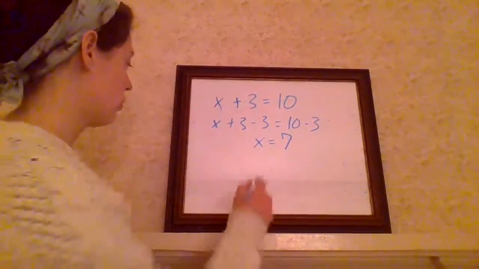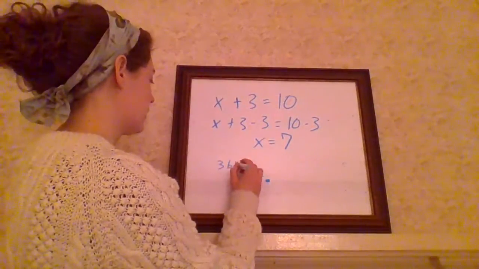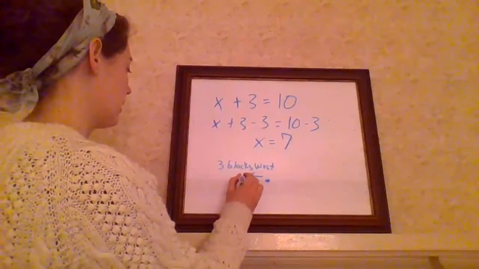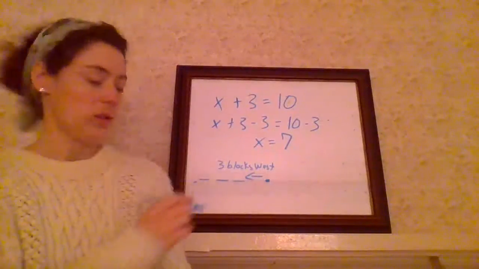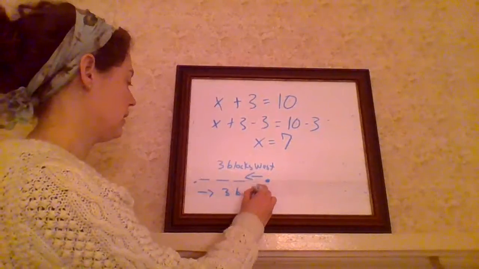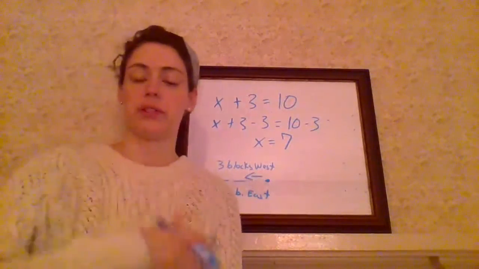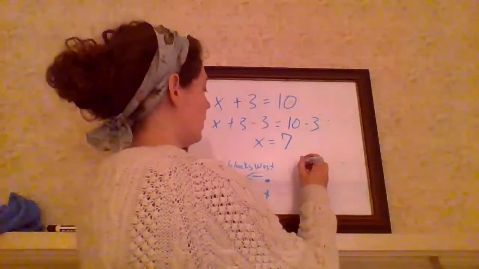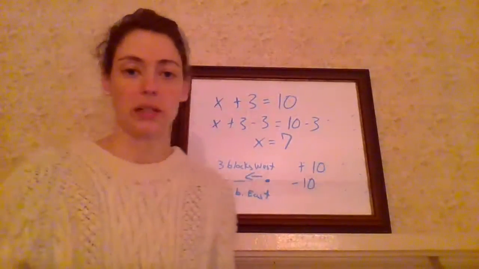Good. Or what if you were here and you walked 3 blocks west? How would you get back? How would you get back to where you started? You would walk how many blocks east? 3 blocks east. So whatever you do to get back to where you started, you're going to undo it by doing the opposite. So like adding 10 and subtracting 10, that will bring you back to the place where you started.